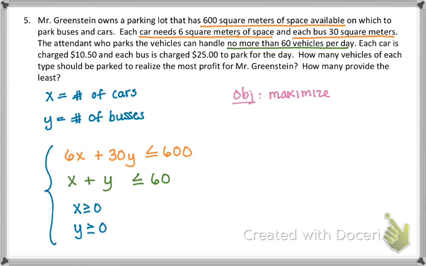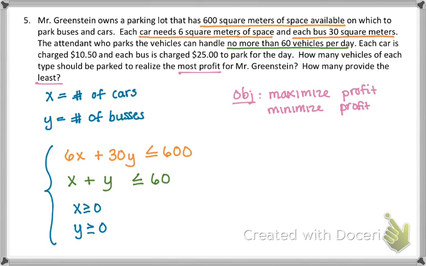Actually, it's asking you two questions, right? It says how many vehicles of each should be parked to realize the most profit and the least. So it's asking you to maximize profit. What is the most? The option that will give me the most amount of money, and also minimize profit. What is the option that will give me the least amount of money? And both of those answers are going to be one of the corner points.